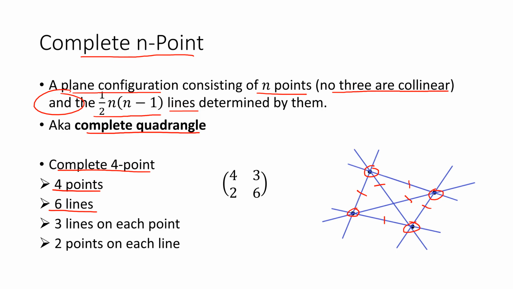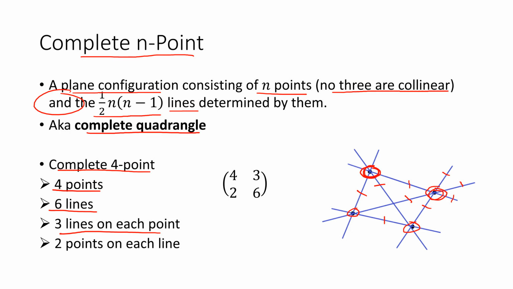Now let's consider a point, for example, this point, and count the number of lines going through that point. Note that we have 3. Let's consider another point, let's say this one. Again, we have 1, 2, and 3 lines going through that point. Therefore, we have 3 lines on each point.